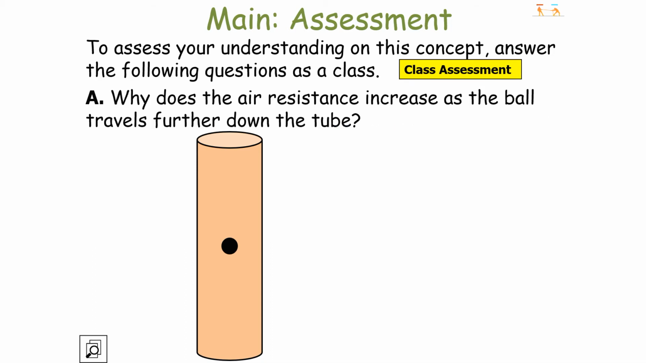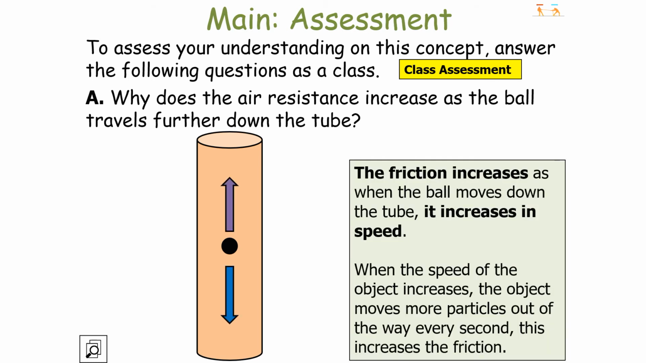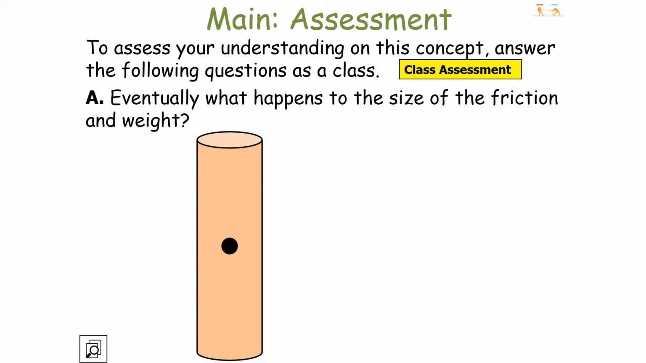Now, why does the friction increase as the ball travels further down the tube? Well, the friction increases because when the ball moves down the tube, it increases in speed. So when the speed of the object increases, the object moves more particles out of the way every second, which will increase the friction.